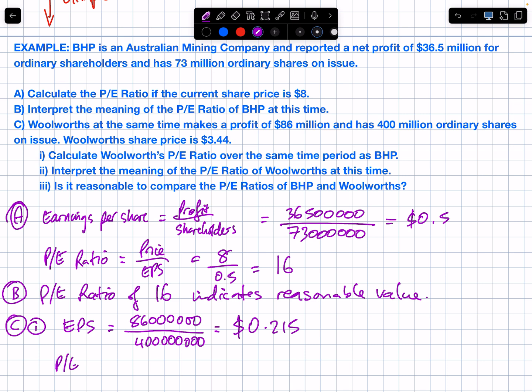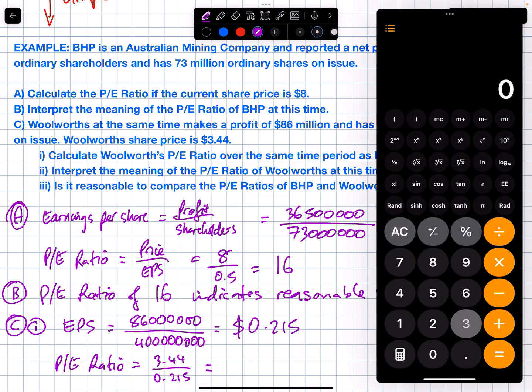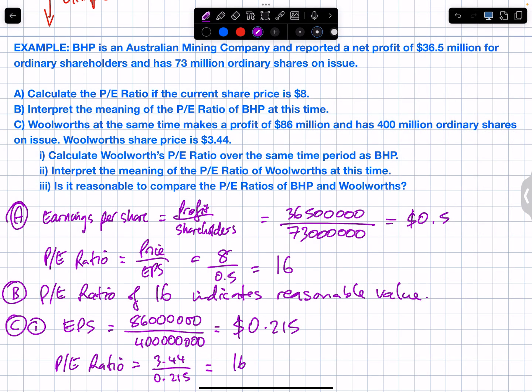PE ratio is equal to the price. What is Woolies? Woolies is $3.44 over 0.215. Can't do that in my head. 16. Oh, I might have set that up perfectly.